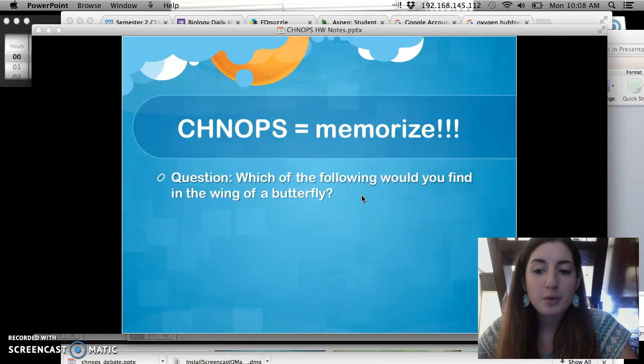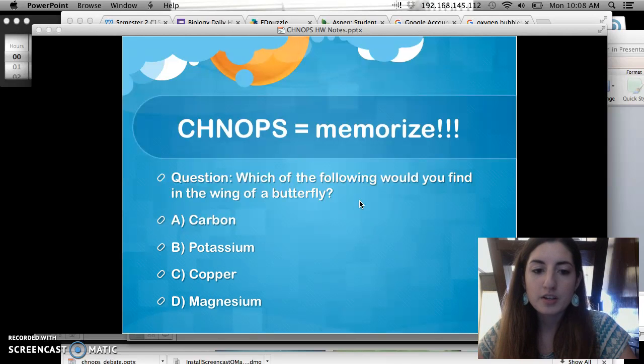If you ever see a question such as, which of the following would you find in the wing of a butterfly? The options are A, carbon, B, potassium, C, copper, or D, magnesium. What do you think the answer is? Remember, a butterfly is living. A wing of a butterfly is living.